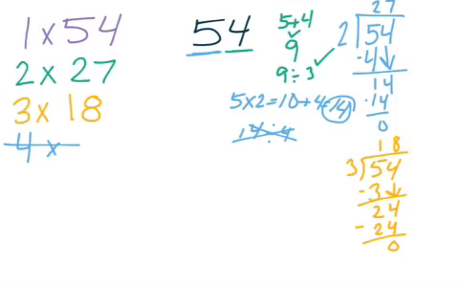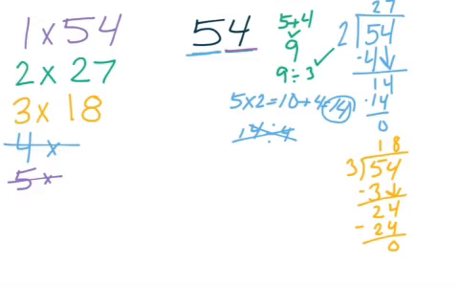I'm going to look at 5. My divisibility rule for 5 was if my number ends in a 5 or a 0, then it's going to be divisible by 5. It does not. It ends in a 4. So 54 is not divisible by 5.